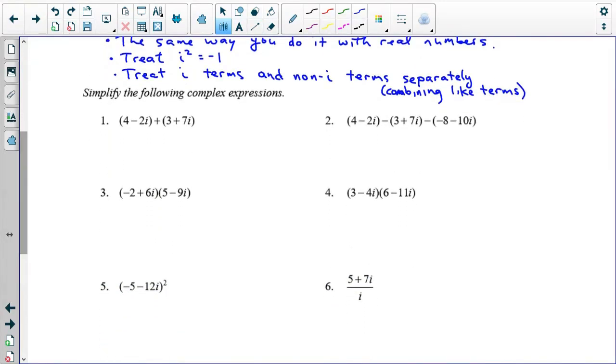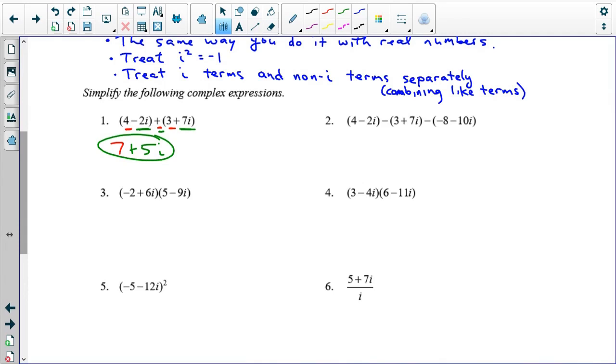So let's do some examples. Number 1, 4 minus 2i plus 3 plus 7i. I'm going to combine the like terms. 4 plus 3 is 7. Negative 2i plus 7i is plus 5i.